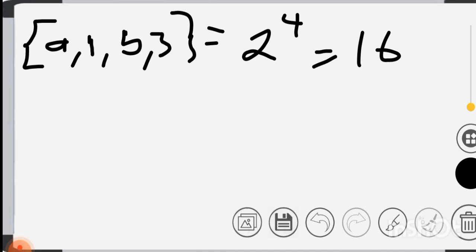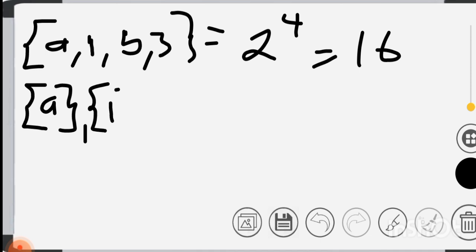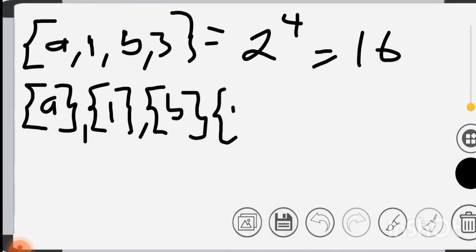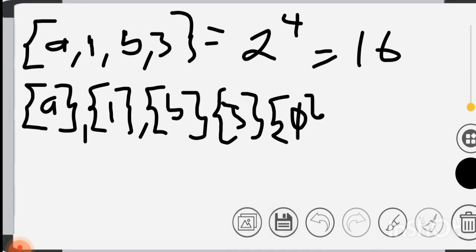Now to list out the power set, what you just have to do, to start, we have the set of A. Then we have the set of 1. From this place, just pick up, just keep arranging. We have the set of B. Then we have the set of 3. Remember, we are going to have the empty set. Let me just write that one out. Then we have sets, space will be enough.